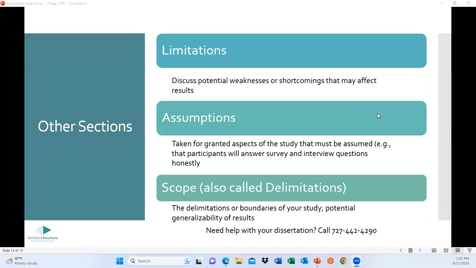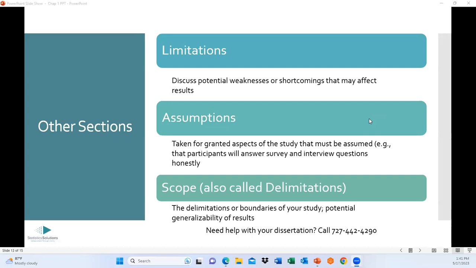All right. Other section, I've kind of smushed these together. Some schools have them, some schools don't, some schools have some of them, but usually at some point they're going to want you to talk about limitations. These are potential weaknesses or shortcomings that may affect your results. Now, you're not sure what's going to be a limitation yet. This is kind of forward looking. But say you have a population that's maybe a risky population or something. You may not be able to get access to them.